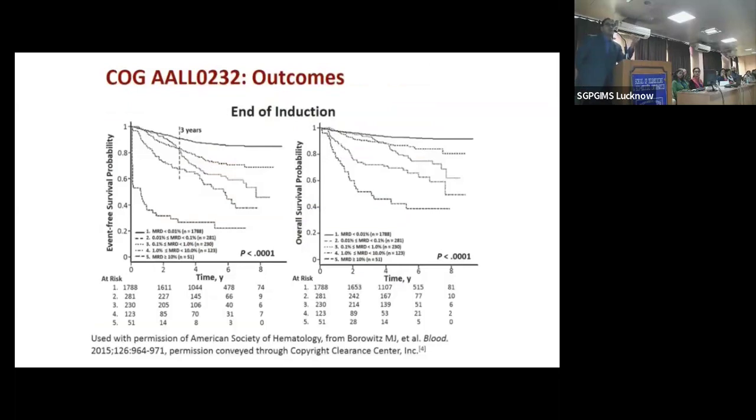event-free survival. So if you have a lower MRD, the better the outcome at 3 years. And you can see in both the plots, both the event-free survival as well as the overall survival. The various cutoffs for MRD have been used: less than 0.01, then 0.01 to 0.1, 0.1 to 1%, 1% to 10%, and more than 10%. And you can see that very beautifully the plots are separating out. So there is no doubt about it that every center who's treating ALL should be going for an MRD analysis at the end of induction. Next.